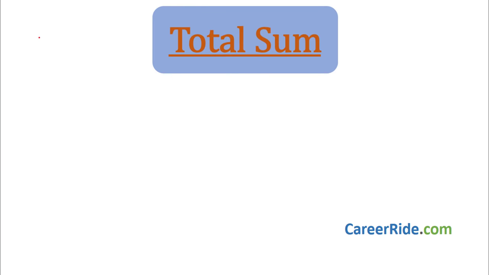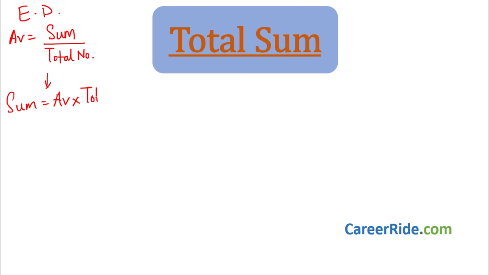Now we have seen what exactly average is. Average is nothing but equitable distribution. Also, we saw the formula for average, that is nothing but the sum of all observations divided by the total number of observations. Then what is total sum? Sum can be written as average into total number of observations, right? We just take it over here and multiply. This is nothing but total sum. See how easy it is. This concept will help you solve almost 80% of averages sums, because most of the sums that are asked nowadays in exams are easily solvable through this total sum concept.